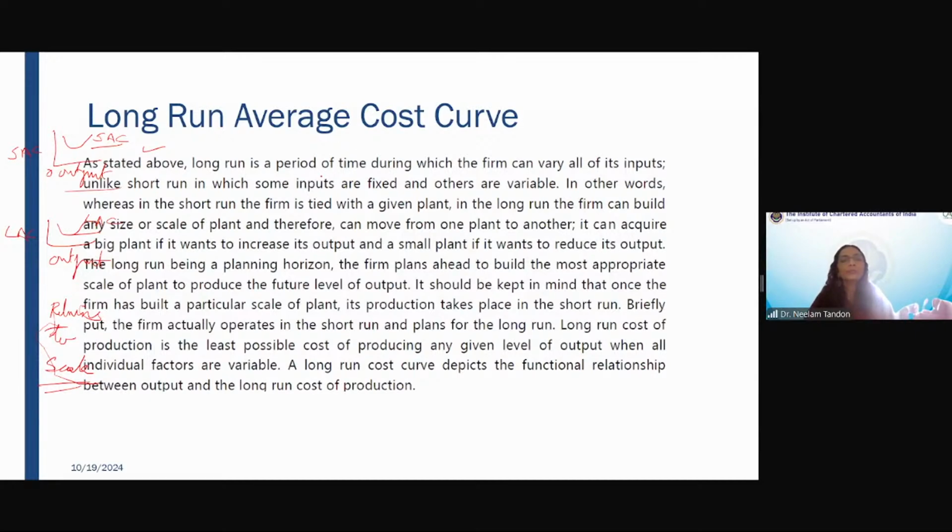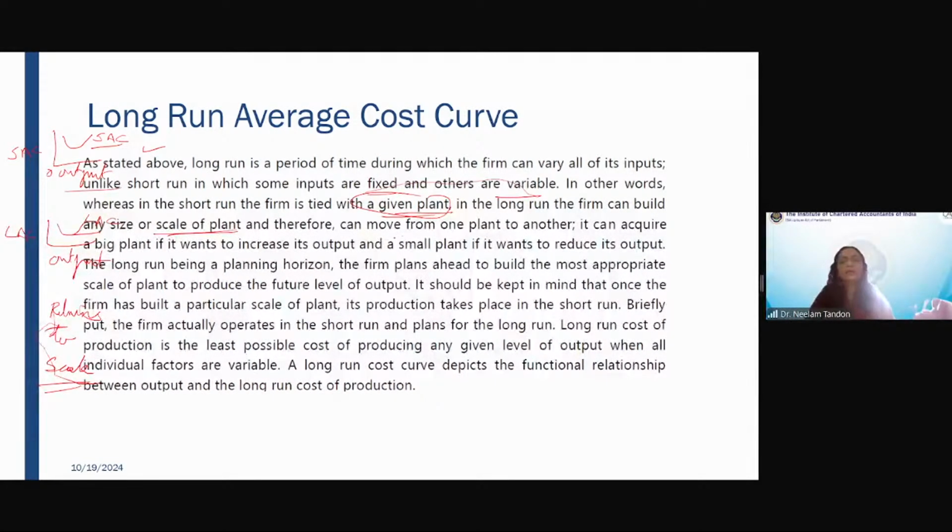So in the long term period, what happens? As I've already told you, unlike the short term period, where you have fixed factors and some variable factors, in the long term everything becomes variable. In the short term, the firm is tied to a given plant. You have a definite technology, plant, and machinery. So what is your limitation? The given plant; on that only you have to work. But in the long term, you can increase the size of the plant and expand your business.